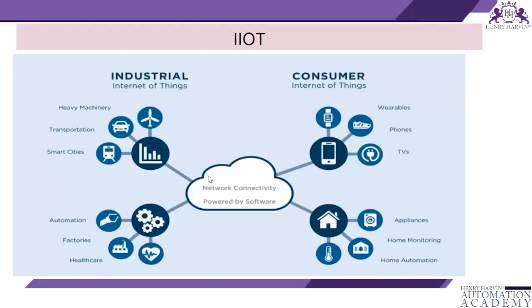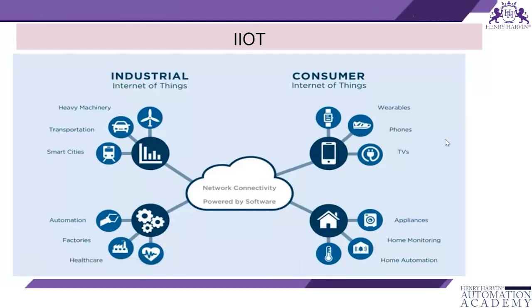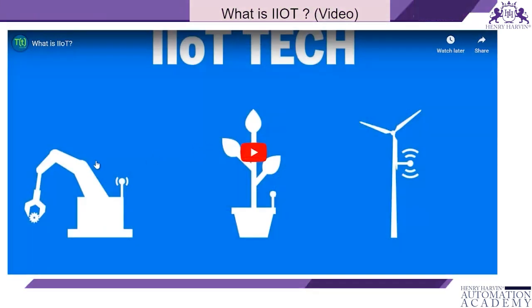If you compare the Industrial Internet of Things and the IoT, which can sometimes be called the Consumer Internet of Things, both require network connectivity and have to be powered by software. You can see the Industrial Internet of Things is primarily used in industry, while commercial products are used in wearable products, phones, TVs, appliances, and everyday articles. So let's look at a video on IIoT to understand through animation how we can use the Industrial Internet of Things.